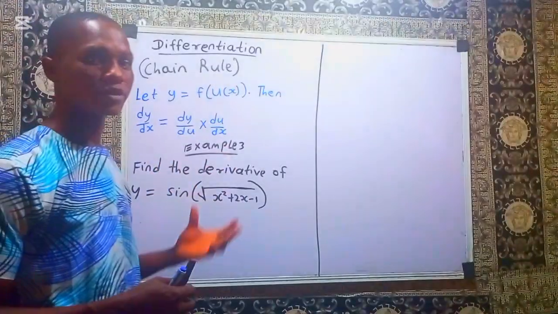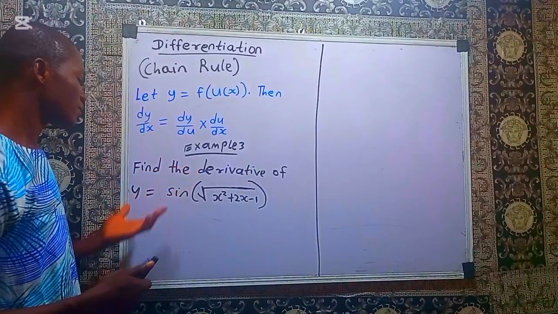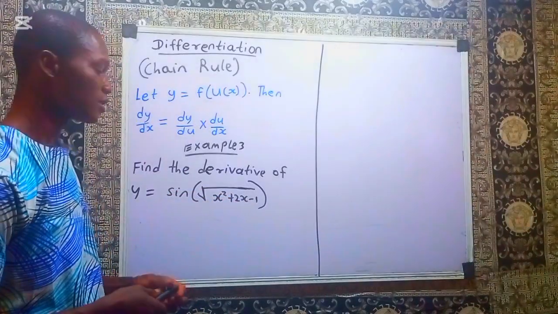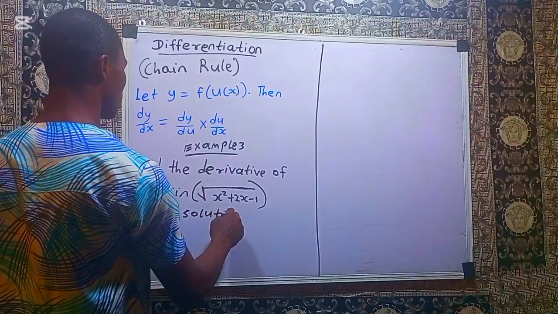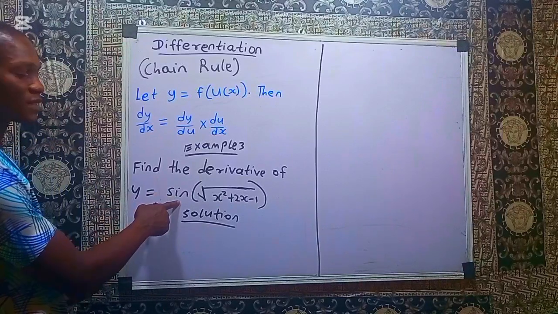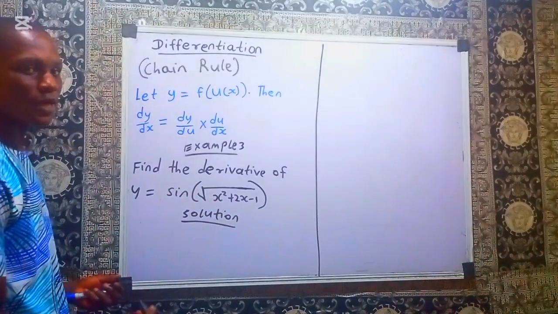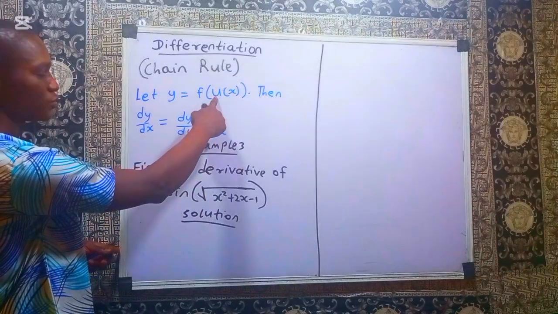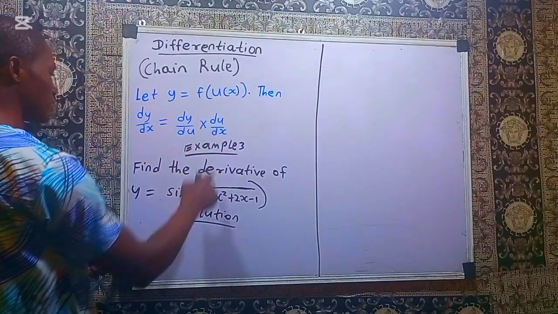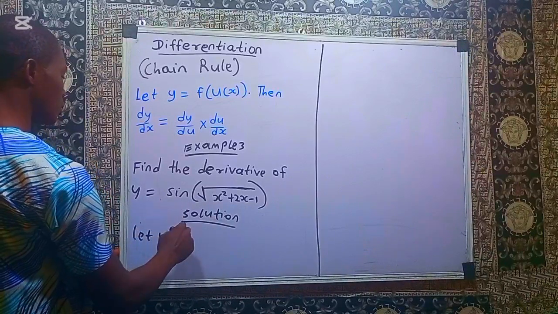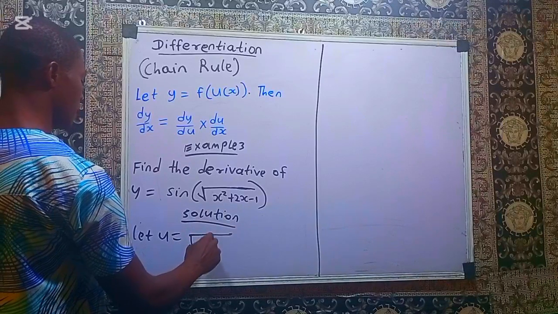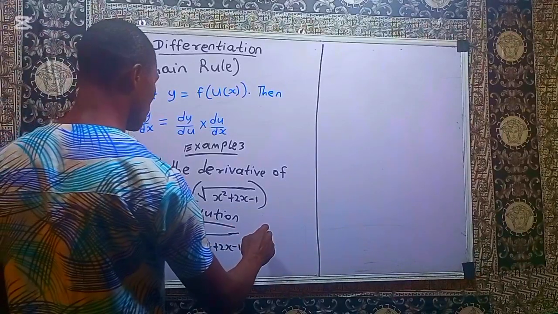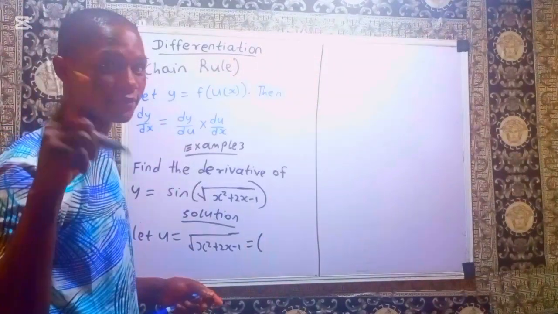So we want to look at example 3 on this topic we have been treating. We want to find the derivative of this very function: y is equal to sine of open bracket square root of x squared plus 2x minus 1. We are going to do that using the knowledge of chain rule. You can see y depends on sine, and this sine depends on x. So this function of x we have here inside the bracket is just like u. So we are going to say let u be equal to this function, square root of x squared plus 2x minus 1. And if you simplify this further, square root is index half.